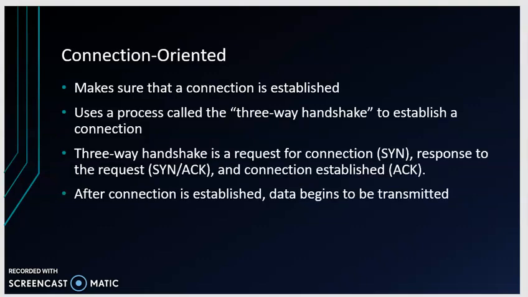I want to go over the connection-oriented characteristics first. This characteristic makes sure that the connection is established. It uses a process called the three-way handshake to establish the connection. Three-way handshake is a request for connection, response to the request, and connection established. It's where it acknowledges that the connection has been established and it puts it into sequences. After connection is established, data can begin to be transmitted.